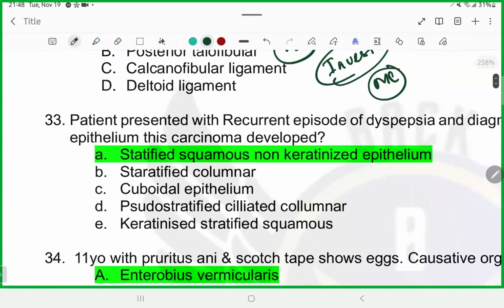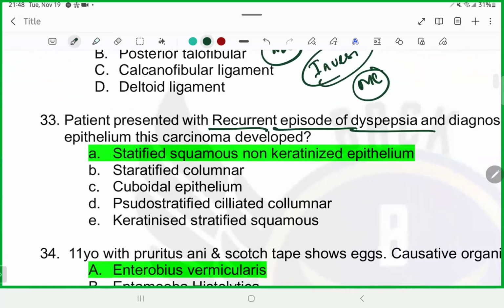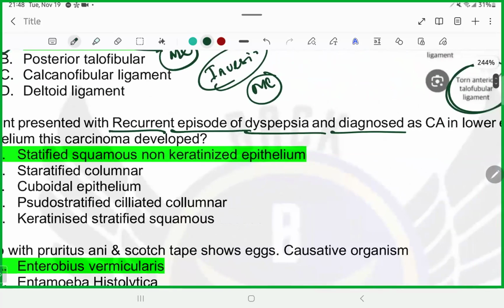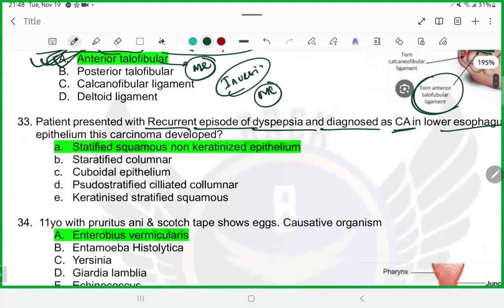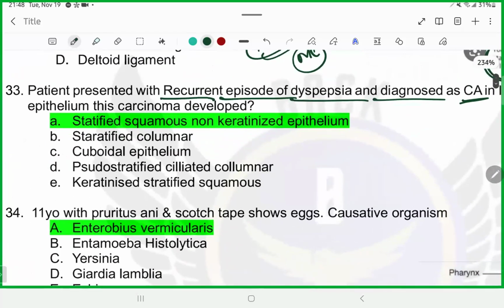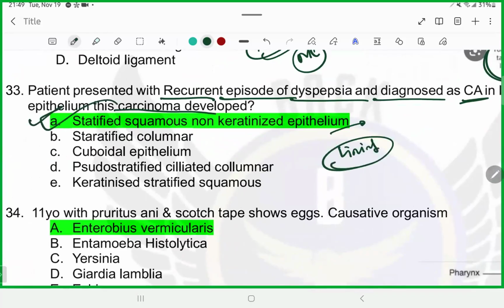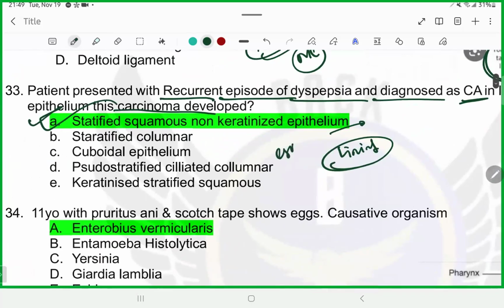Patient presented with recurrent episodes of dyspepsia and was diagnosed with carcinoma in the lower esophagus. In which epithelium is this carcinoma developed? Very simple. They're just asking about the esophageal lining. I told you, just study two linings, one of the esophagus and one of the anus.